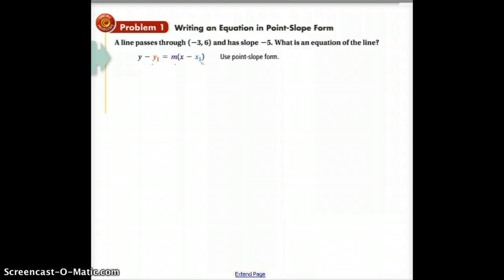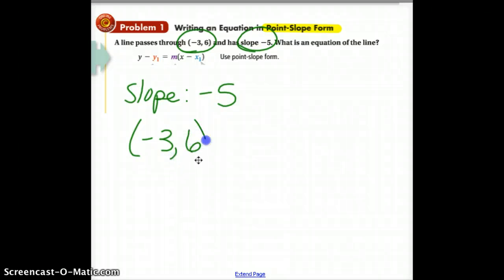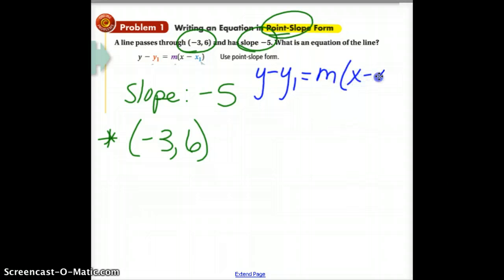All right. Problem 1, writing an equation in point slope form. Here we go. A line passes through (-3, 6) and has a slope of -5. What is the equation of the line? Since we know the slope and we know one point, hint, point slope form, we can write an equation. Now, if you've already forgotten, here's the formula. y minus y1 equals m times x minus x1.